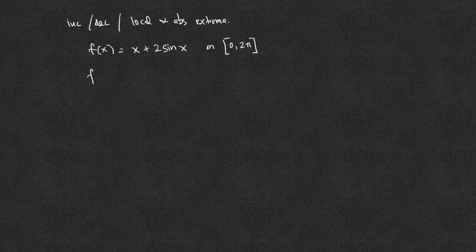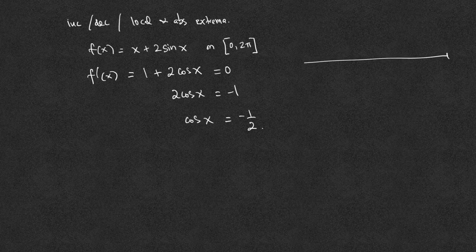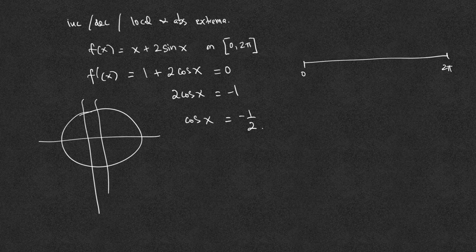First, f prime of x is 1 plus 2 cosine of x. The derivative of x is 1, and the derivative of sine of x is cosine of x. We set this equal to 0. 2 cosine of x equals negative 1, so cosine of x equals negative 1 over 2. We only need to find x on the interval 0 to 2 pi. Cosine of x equals negative 1/2 when x is 2 pi over 3 and 4 pi over 3.